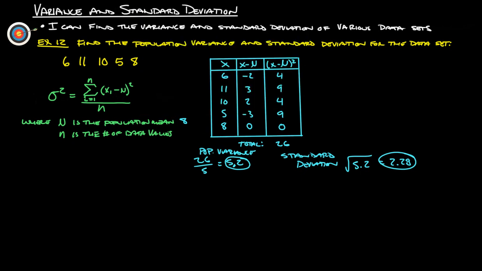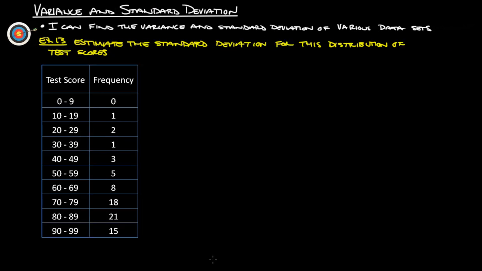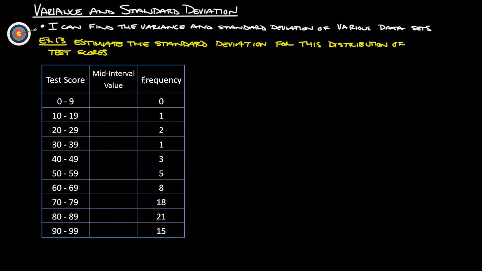All right. Let's take a look at another example here. Example 13: estimate the standard deviation for this distribution of test scores. Here are our test scores, and here's our frequency. Again, we're going to have to find the mean so that we can calculate all of this. So we're going to put the mid-interval value in an extra column so we can multiply it by the frequency to calculate our mean.